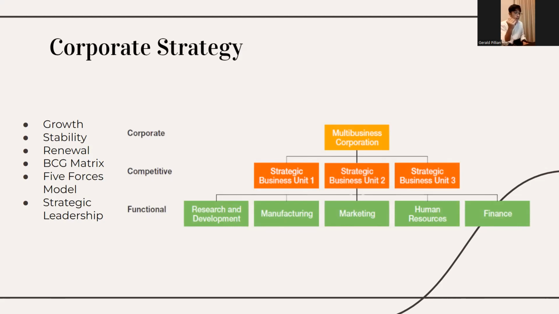It's independent, so it's less specific, and at the bottom is even less specific, and it's more about the functionality. There's research and development, manufacturing, marketing, human resource, and finance. So it's more like the departments, and those departments make up a company, and those companies could make up a multi-business corporation. And on the left, I've listed all the corporate strategies, or at least the ones I have in my mind currently. There's growth, stability, renewal, BCG matrix, five forces model, strategic leadership.